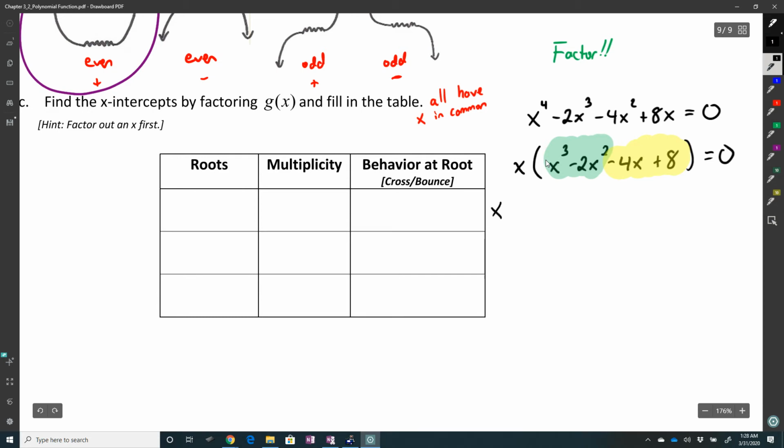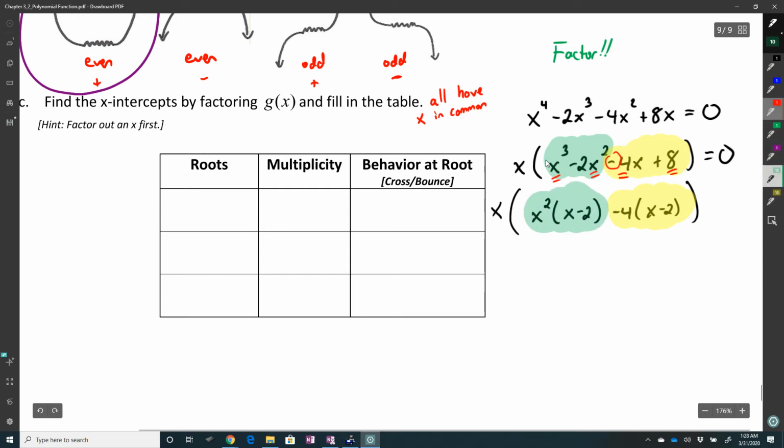Okay, there's still that x on the outside. Here, these two have an x squared in common. So I have x squared, parentheses, x minus 2. Here, these two have a negative 4 in common. If it leads with a negative, you have to take the negative out. And so notice that this is what's factored from the first one, and this is what's factored from this one. You know you did it right if they have the same thing in common. If they don't, it means that you probably should have factored a negative out of one of them, usually the second one.